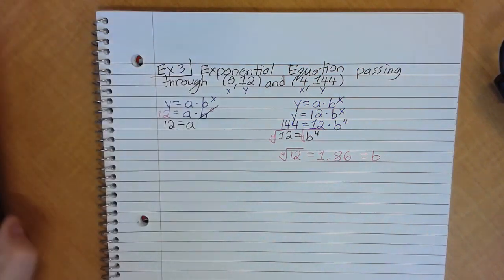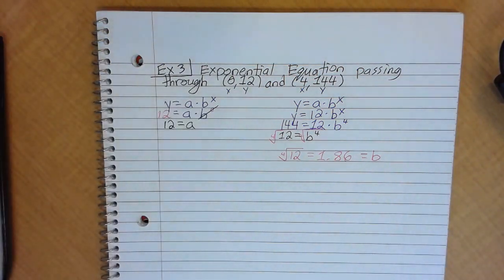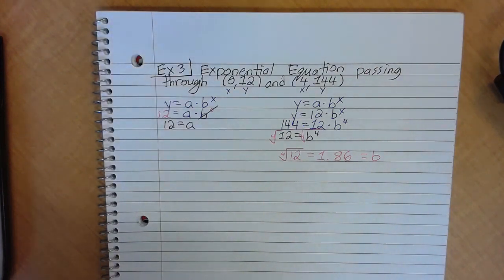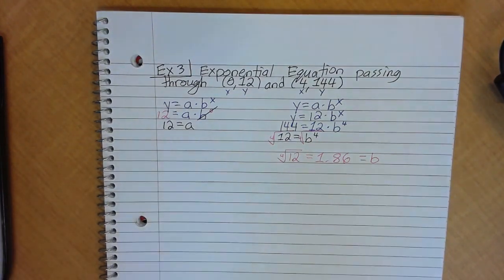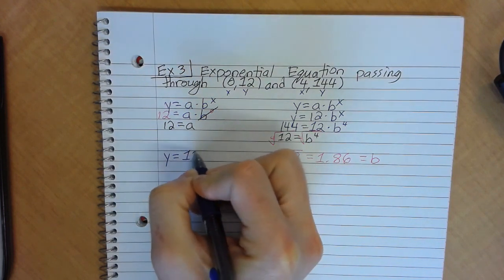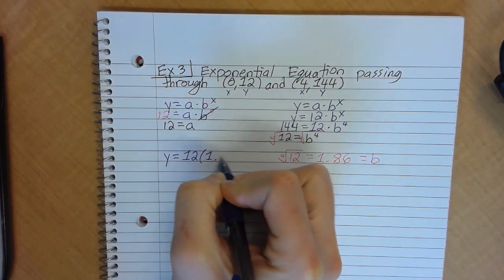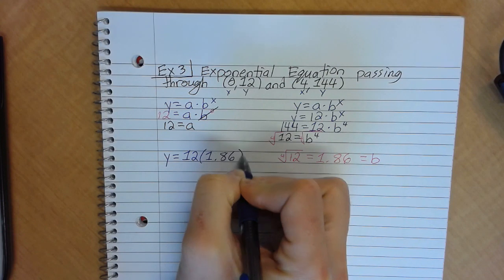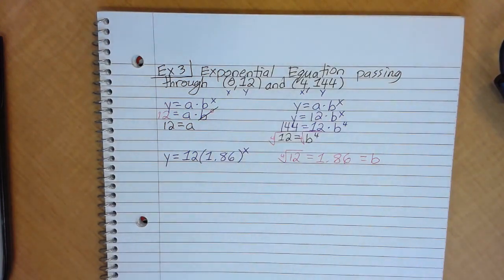We have found our growth factor. That's bigger than 1. We know that growth is when b is greater than 1. Number 2 was between 0 and 1. That's how we knew it was going to be decay. So let's write out our equation now. Y equals 12 times 1.86 to the power of x.